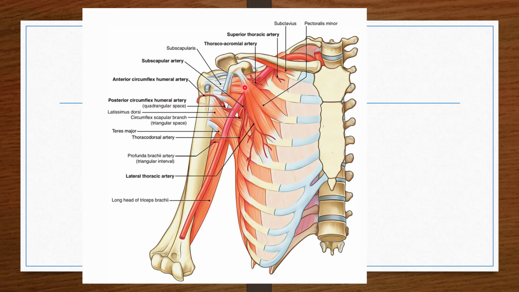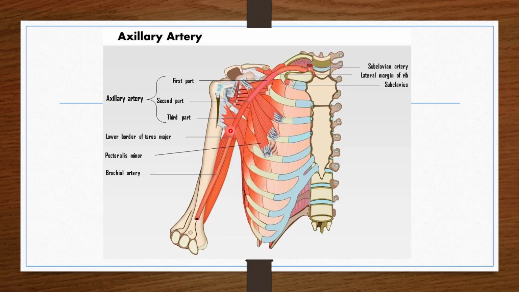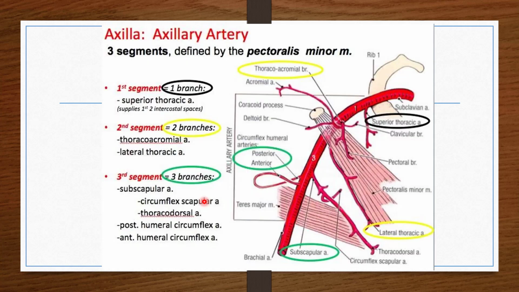Then the third part of the axillary artery gives three branches. This is the subscapular artery, this is the anterior circumflex humeral, and there is the posterior circumflex humeral, which is going behind the humerus. So these are the three branches of the third part of the axillary artery. Again, this is the axillary artery, first part, then second part, and then third part. Okay, it will become the brachial artery where it continues at the lower border of the teres major muscle.